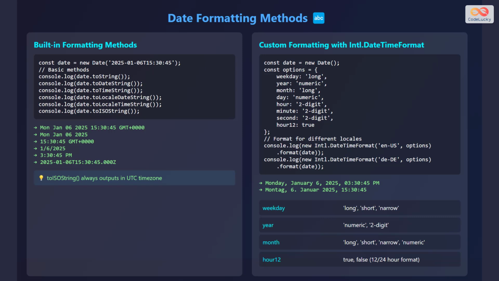Some of the commonly used options are weekday with values like long, short, or narrow, year with values like numeric or two-digit, month with values like long, short, narrow, or numeric, and hour12, which can be set to true or false for 12 or 24-hour format.